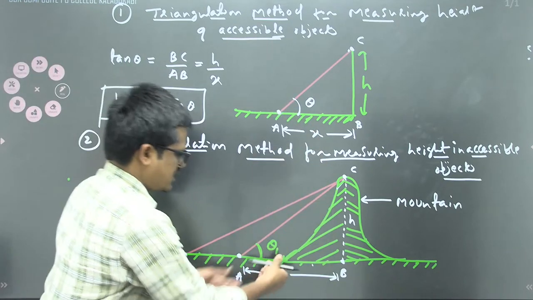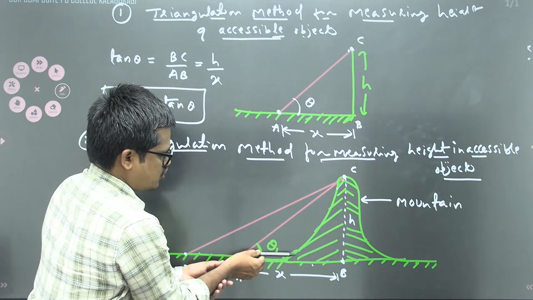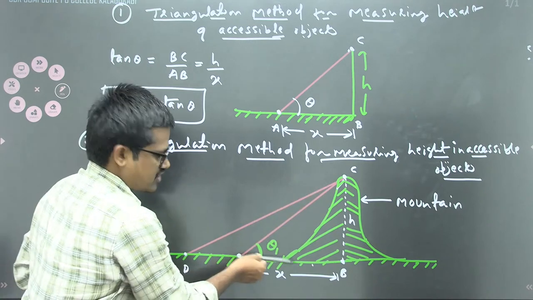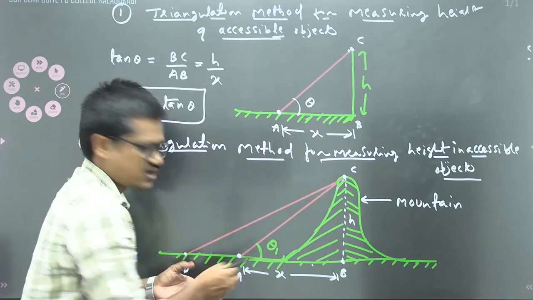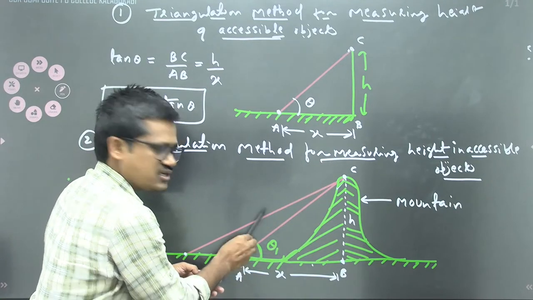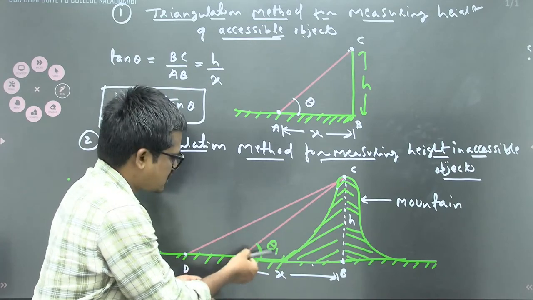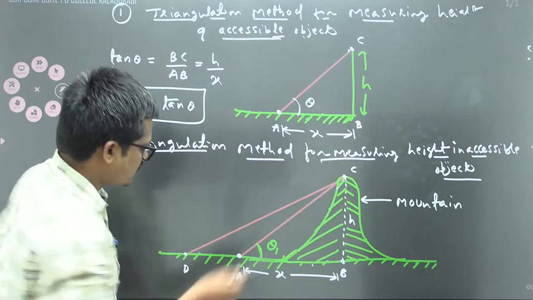Like that, one time the telescope you keep horizontal, then you turn it through like that and again see the tip. One time horizontal, another time just slowly rotate it and see the tip of the mountain. The angle swept by that telescope is part and parcel of that instrument, it will give you. So it will be theta 1.